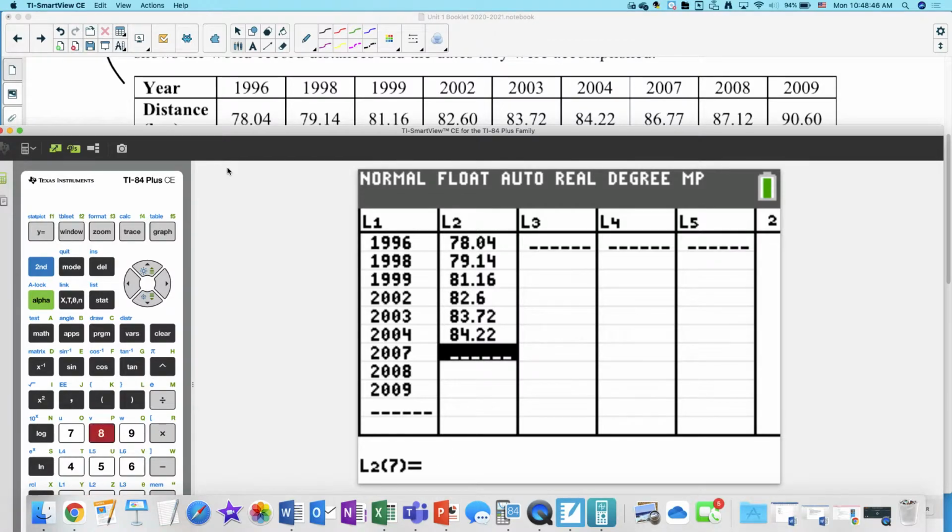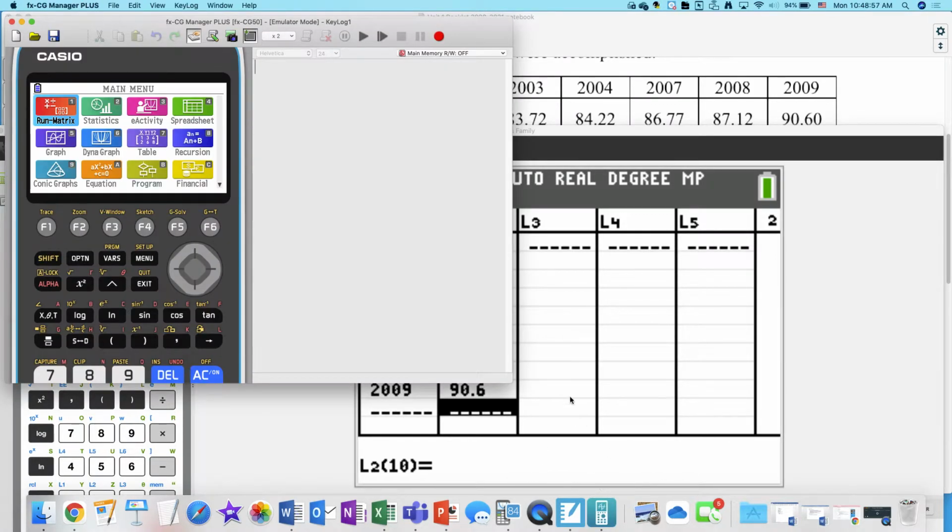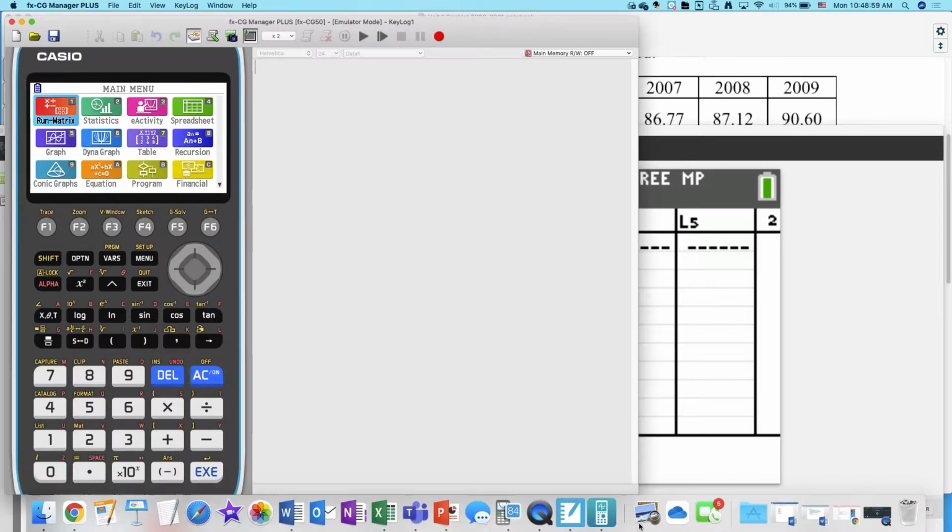Now on the Casio, go to your menu button and select statistics and go enter. And you'll see those lists pop up there. Okay? So I'm going to enter them again quickly.